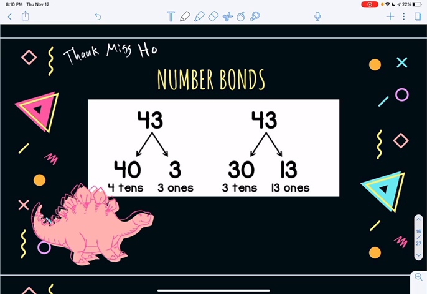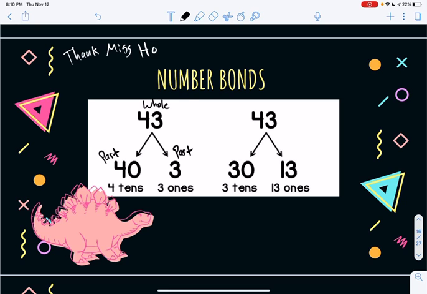And let's get started. Number bonds are super cool and super helpful. I know we already talked about them, but they are super important. So we have 43, and look at that. 43 can be broken up into many different types of number bonds, but there is a similarity to each number bond. The top is your whole, and the bottoms are your parts.